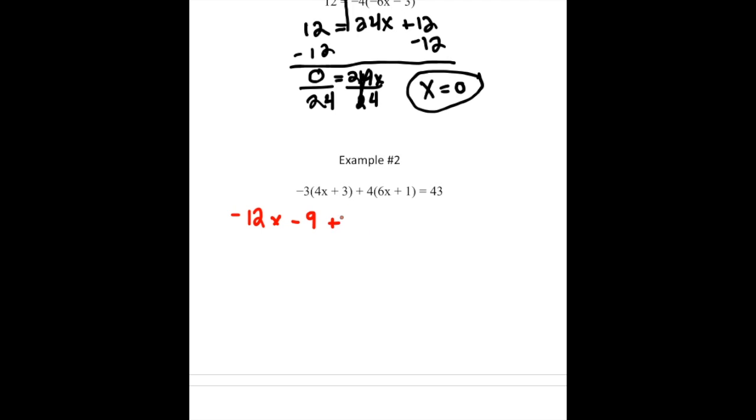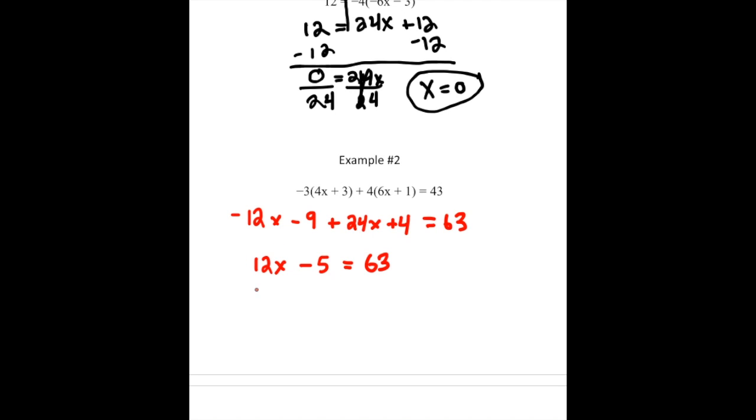And then plus, now we have to distribute the 4 to the 6x and the 1. So 4 times 6x is 24x. Plus 4 times 1 is 4, which equals 63. All right, but we can still simplify the left-hand side here. So negative 12x and 24x gives us a 12x. And negative 9 and positive 4 gives us a negative 5, which equals 63.